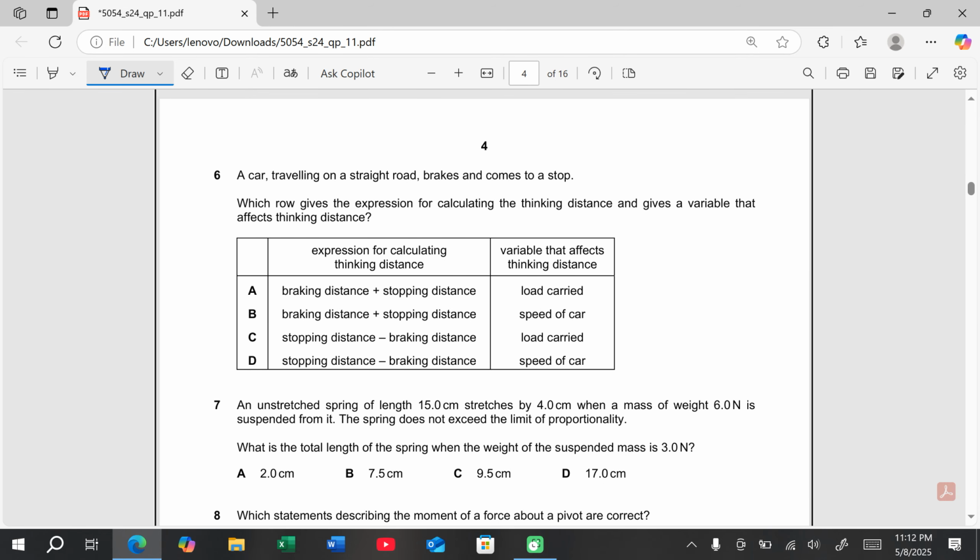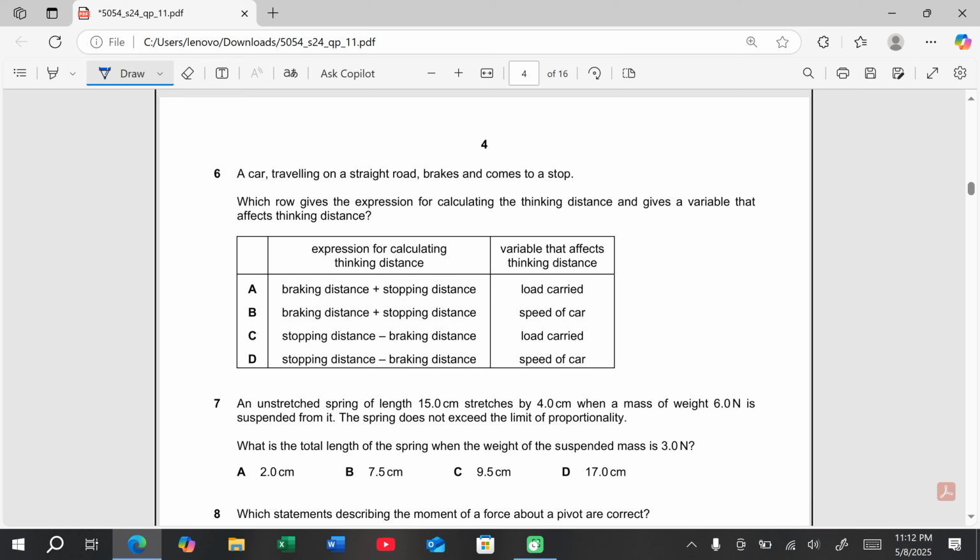A car traveling on a straight road brakes and then comes to a stop. Which row gives the expression for calculating the thinking distance and gives a variable that affects the thinking distance? Right. The expression for calculating thinking distance is stopping distance minus braking distance, because we have the equation that stopping distance is equal to thinking distance plus braking distance. So if you subtract the braking distance from the stopping distance, you will get the thinking distance. The thing which is going to affect the thinking distance is the speed of the car. Load does not affect the thinking distance, so that is D.